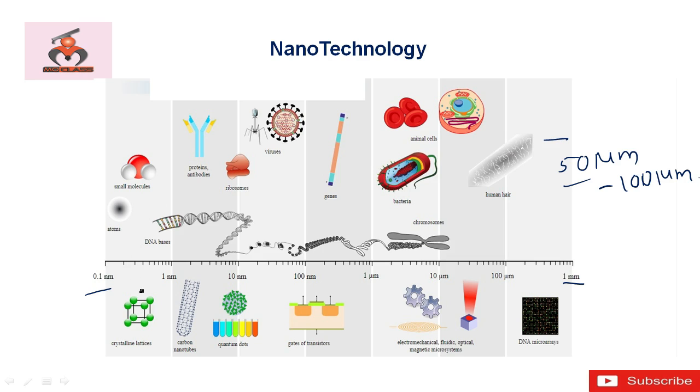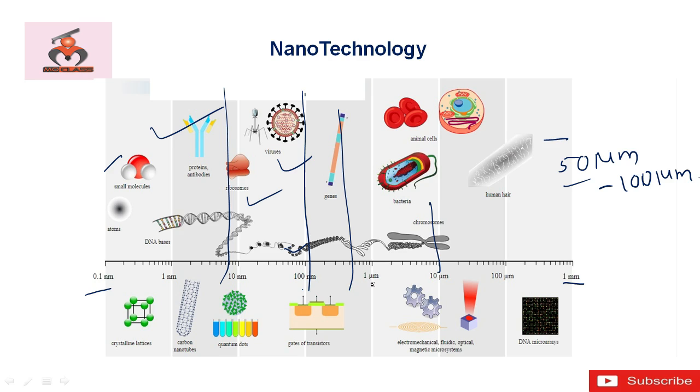From the left side, this is your crystal lattice. The crystal lattice is in the range of 0.1 nanometer to 1 nanometer. DNA is in the range of 1 nanometer to 10 nanometer. Small molecules also come within 1 nanometer range. This is your protein molecules, which also come within 10 nanometer. And these are your ribosomes and viruses, which also come under this. Chromosome is in the range of 10 micrometer, but the DNA width is in the range of 100 nanometer. And a gene comes under the 100 nanometer to 1 micrometer range.